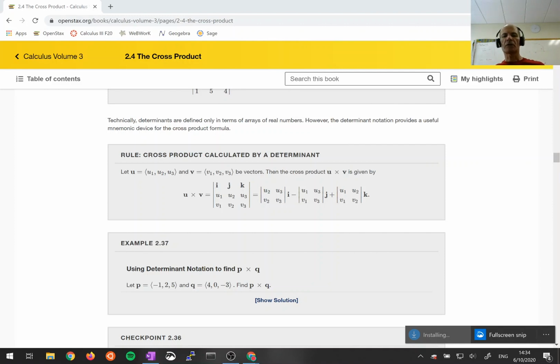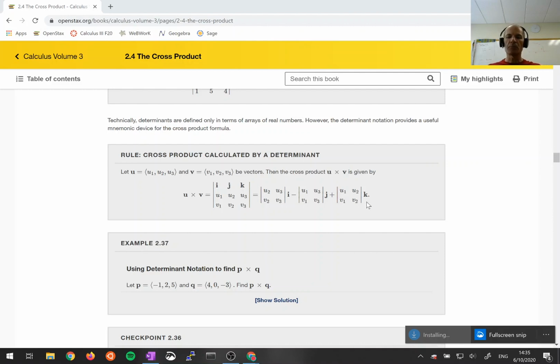If you want to compute the cross product, the ith component of the result is going to be the determinant of this little 2 by 2 rectangle. The jth component is going to be the determinant of these outer columns with a minus sign because of the parity. And finally, the kth component is going to be the determinant of this little 2 by 2 sub-rectangle here, u1, u2, v1, v2.